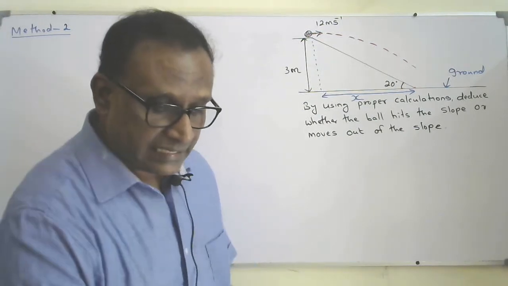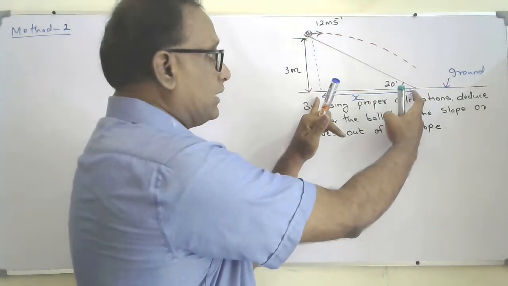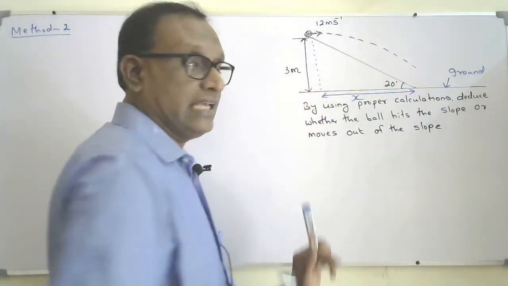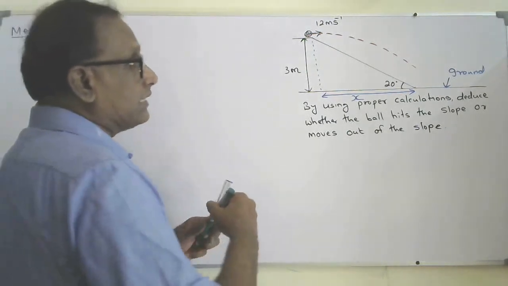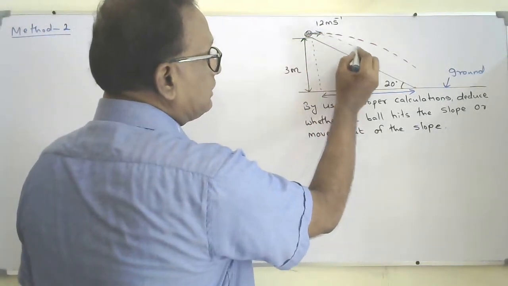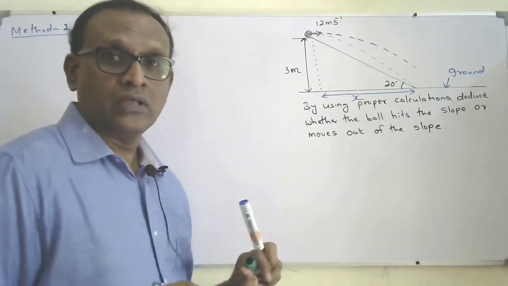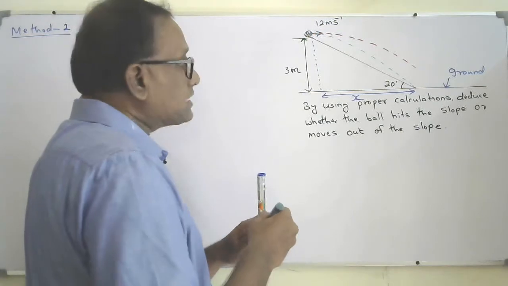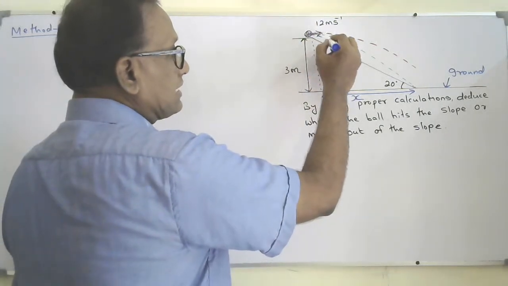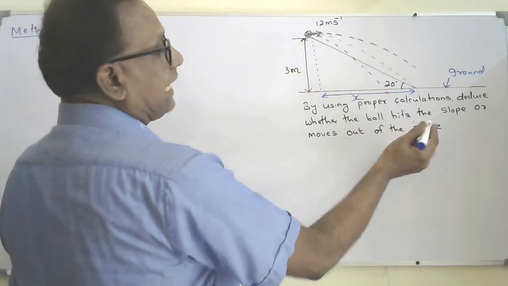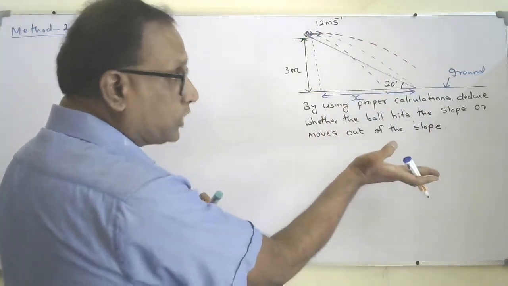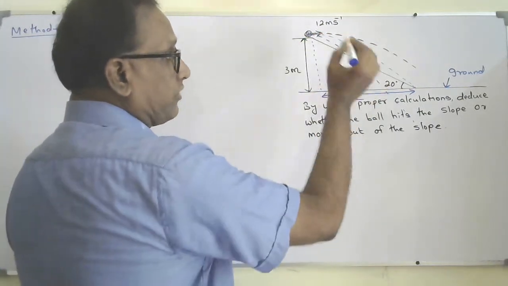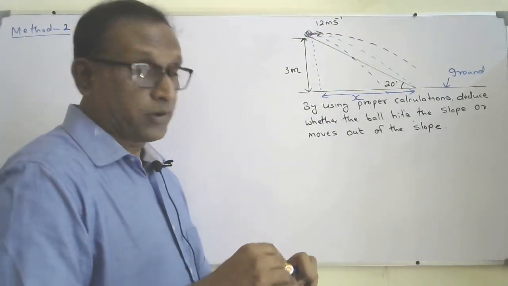If the vertical displacement when the horizontal displacement is 8.24 meter, that is this length, is 3, that means the ball will hit at the edge of it here, right? If the vertical displacement is greater than 3, that means the ball is already hitting somewhere like this. So that means it has a chance of moving below the horizontal line, but it can't. That means it is hitting the slope somewhere here. So there are three different possibilities.